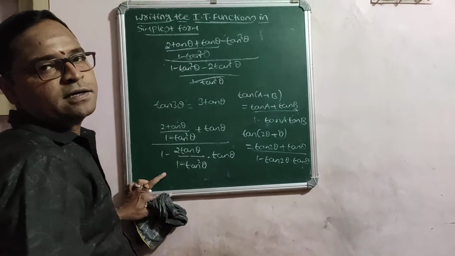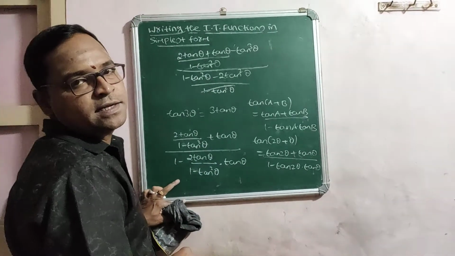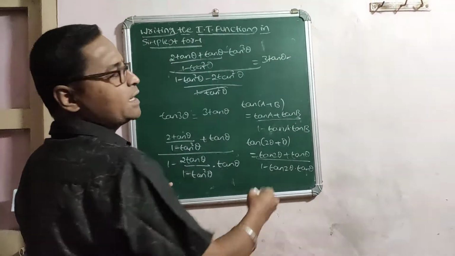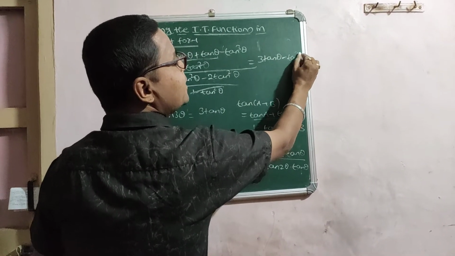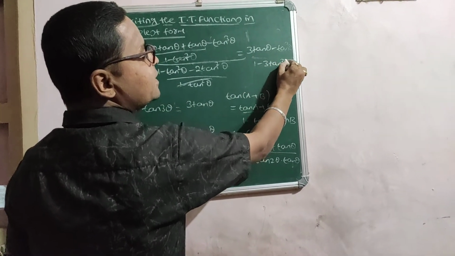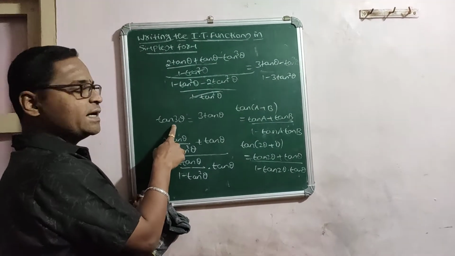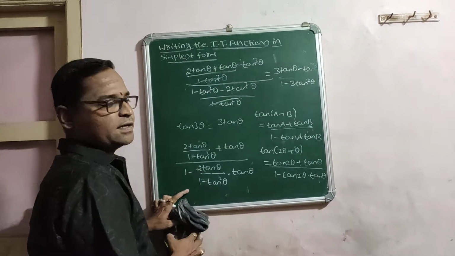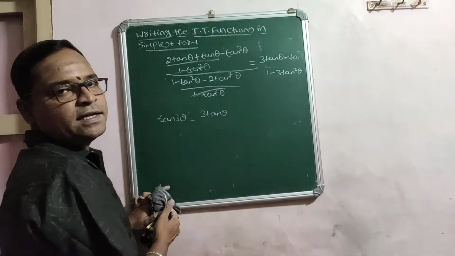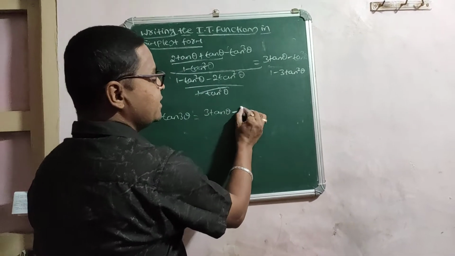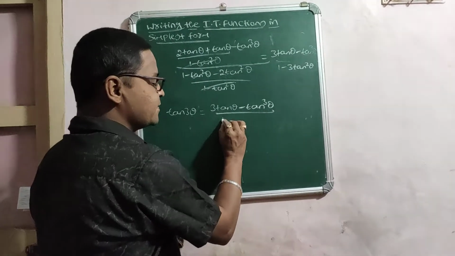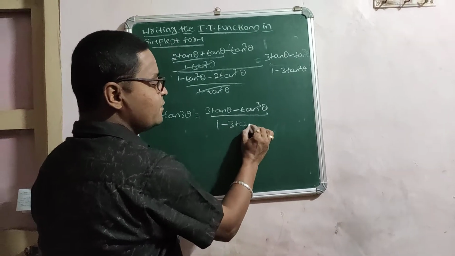1 minus tan square theta, both in numerator and denominator, gets cancelled, which will be equal to 3 tan theta minus tan cube theta divided by 1 minus 3 tan square of theta. So this is how we write the formula for tan of 3 theta, by considering the compound angle formula in terms of tan theta. Therefore we write 3 tan theta minus tan cube theta divided by 1 minus 3 tan square of theta.